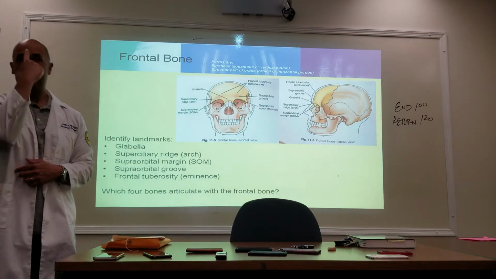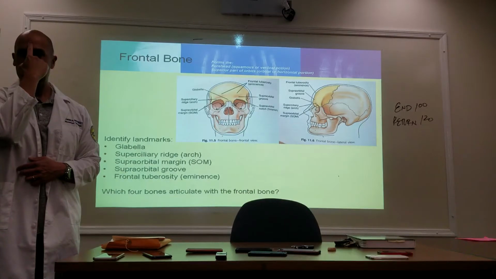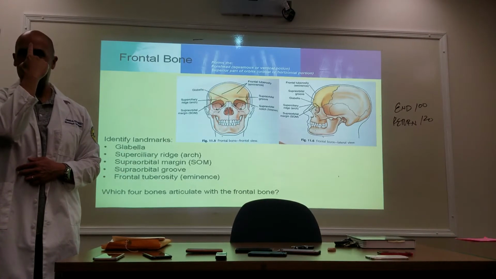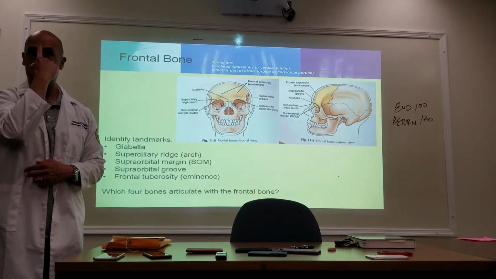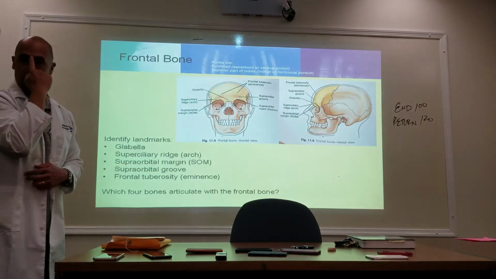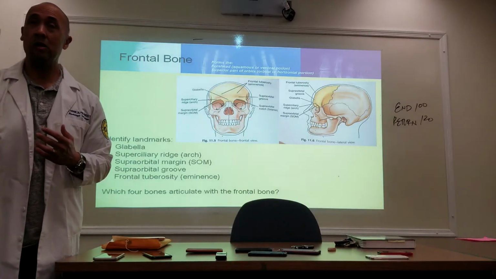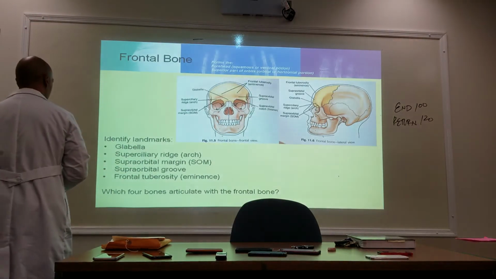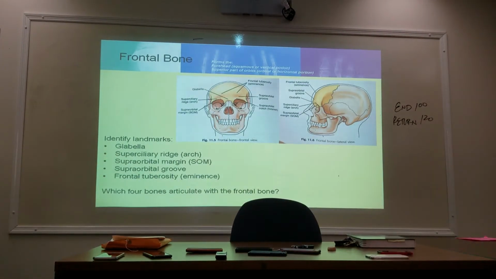If you run your fingers down the middle of your head, you can feel a small indentation, and then it protrudes, so it dips and then it sticks out. You feel that? Right around the level of your eyebrows is the glabella. We use that as a major landmark. And then the superciliary ridge or the arch, that's essentially that bony protrusion right where your eyebrows are.